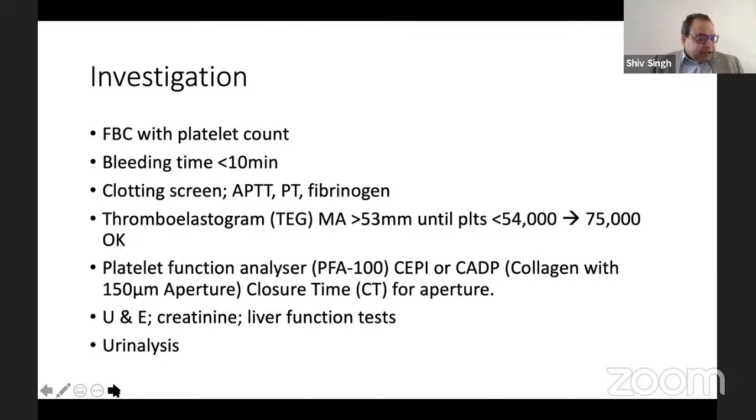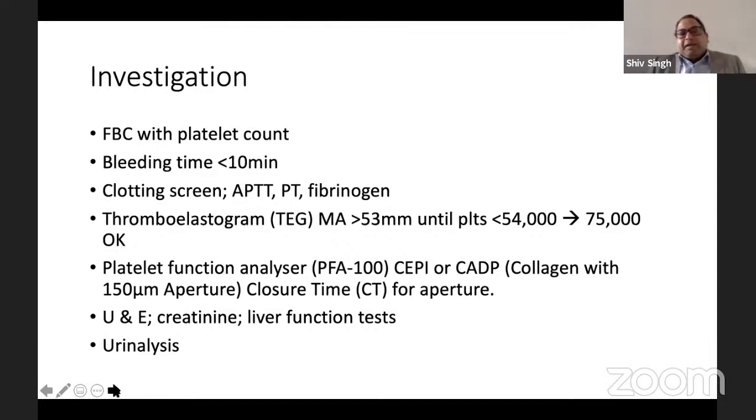In the investigations, you will look for the full blood count, look at the platelet counts again, like I said. You might want to see bleeding time, not done nowadays that commonly. Okay. Clotting screen, you look at APTT, PT, and fibrinogen. If you have facility for thromboelastogram, there's nothing like it. Okay, the maximum amplitude should be more than 53 millimeters.